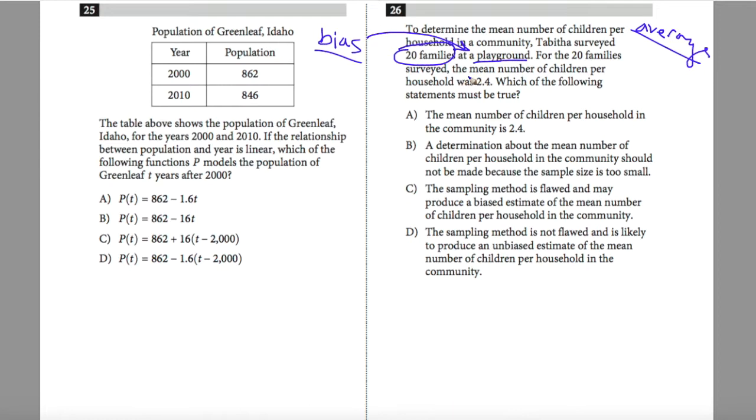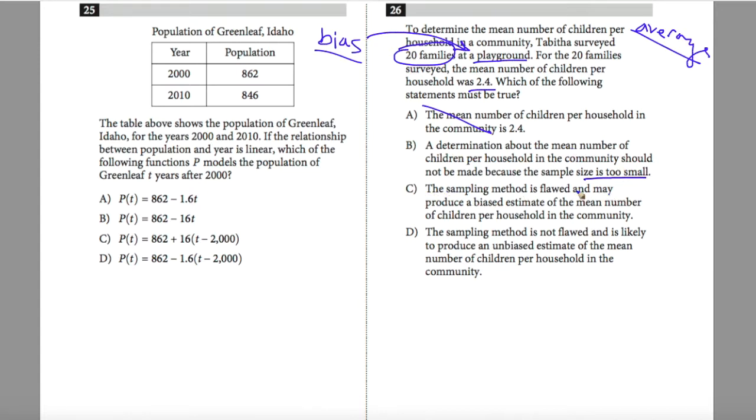For the 20 families surveyed, the mean number of children per household was 2.4. That's kind of irrelevant, not that large of a population, and an incredible amount of bias. Which of the following statements must be true? Mean number of children per household in the community is 2.4. Nope. A determination about the mean number of children per household in the community should not be made because the sample size is too small. Perhaps, right? Perhaps this may be the best possible answer choice given.